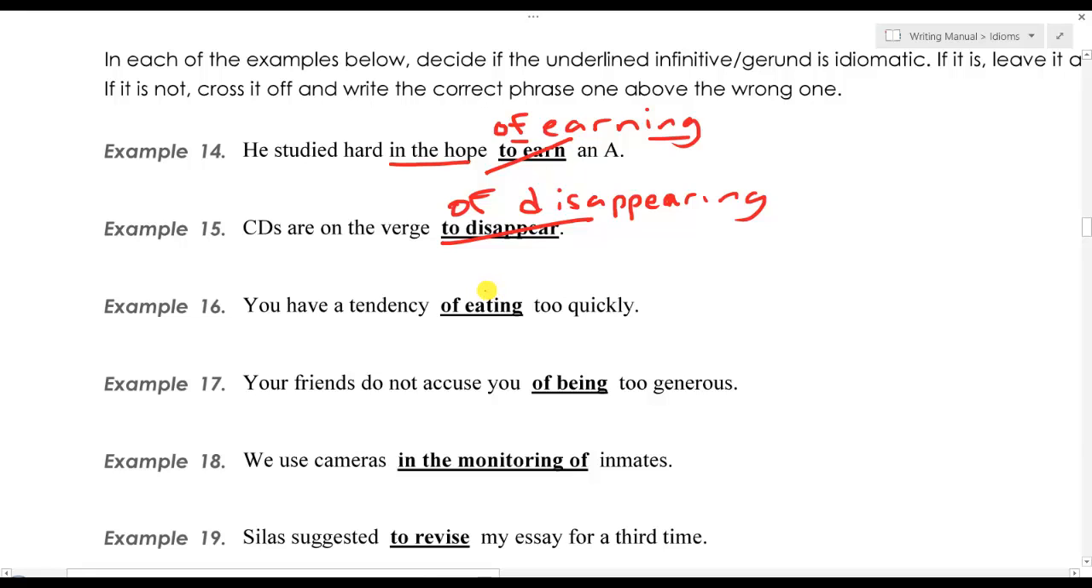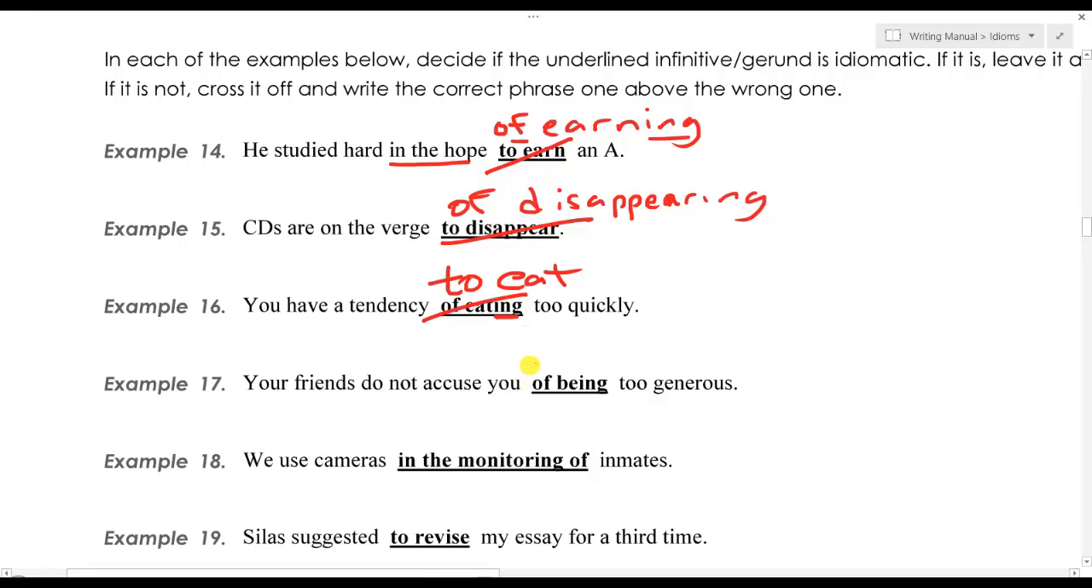Now in example 16, we have a gerund, we have an ing word, and we have to ask ourselves if that gerund sounds okay, or if possibly we need the infinitive. And indeed, we do need the infinitive here. You do not have a tendency of doing something, you have a tendency to do something. In this case, you have a tendency to eat too quickly. So there we needed the infinitive rather than the gerund.